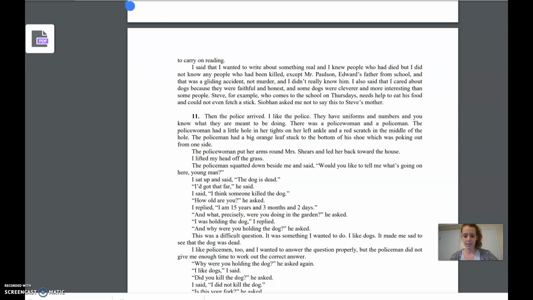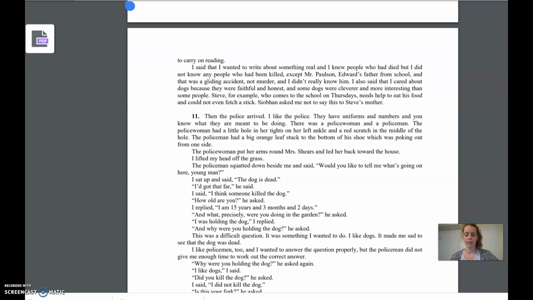Then the police arrived. I like the police. They have uniforms and numbers, and you know what they are meant to be doing. There was a policewoman and a policeman. The policewoman had a little hole in her tights on her left ankle and a red scratch in the middle of the hole. The policeman had a big orange leaf stuck to the bottom of his shoe, which was poking out from one side. The policewoman put her arms around Mrs. Shears and led her back toward the house. I lifted my head off the grass.